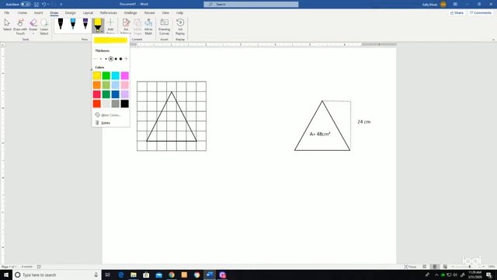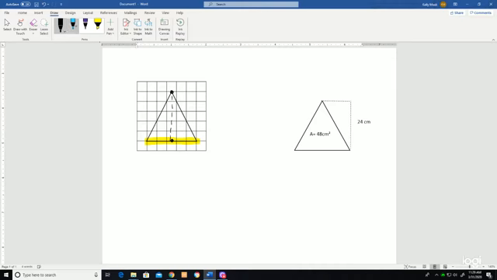Down here will be my base. It's what the triangle is sitting on. And then my height is going to be from here to here, a straight line from the top to the bottom. So my height is going to be this line right here. Okay, so cool. We identified our base, we identified our height. Now let's start counting our numbers.